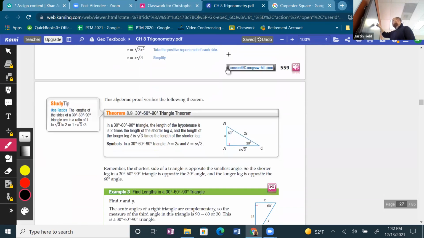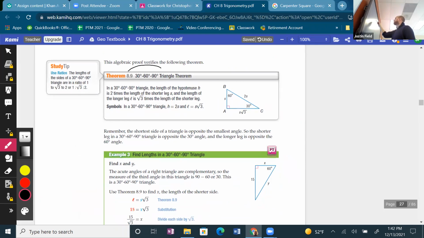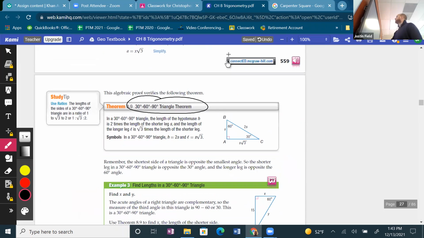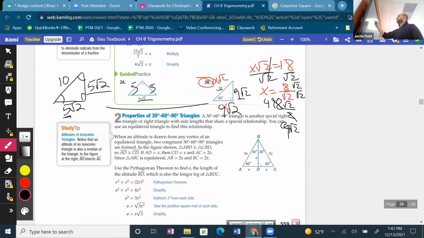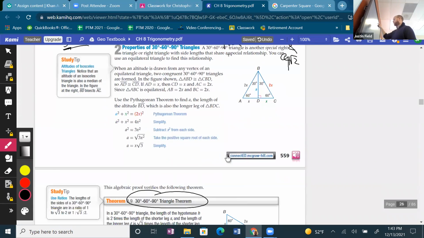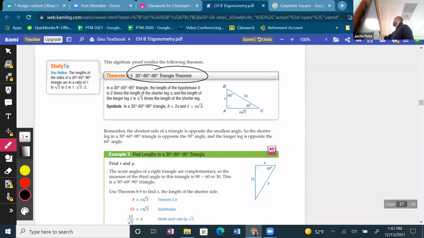And now we're on to our last special right triangle, the 30, 60, 90. Just a different formula. Okay, so the first formula was x root 2, right? Now this one is x root 3 and 2x. X, 2x, x root 3. Okay, that is the 30, 60, 90 triangle.